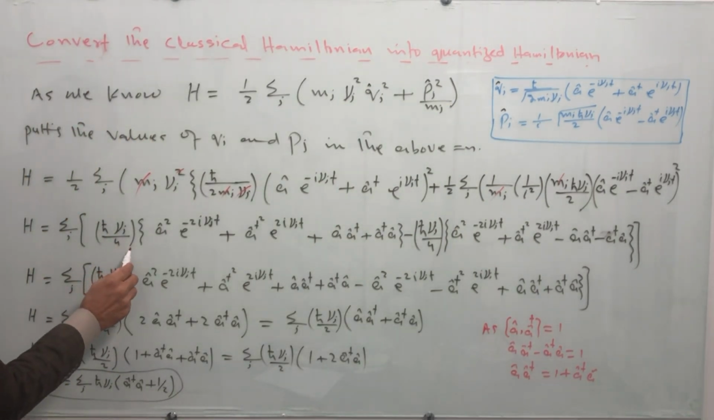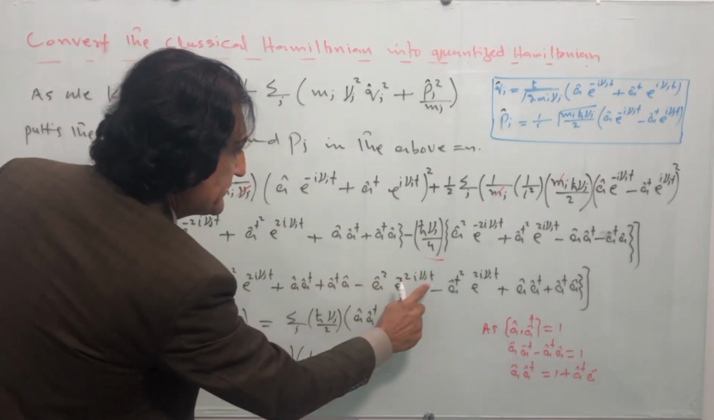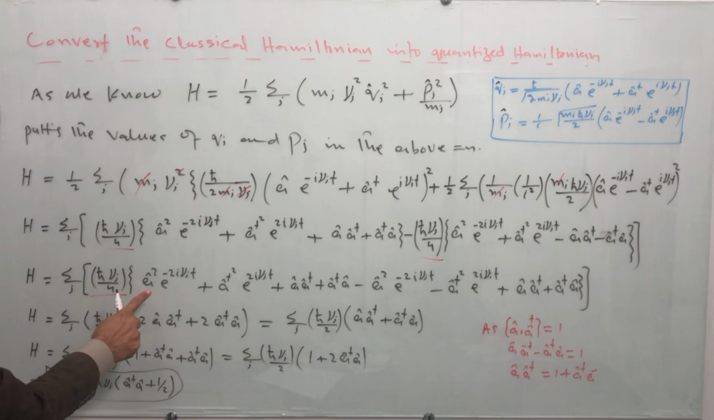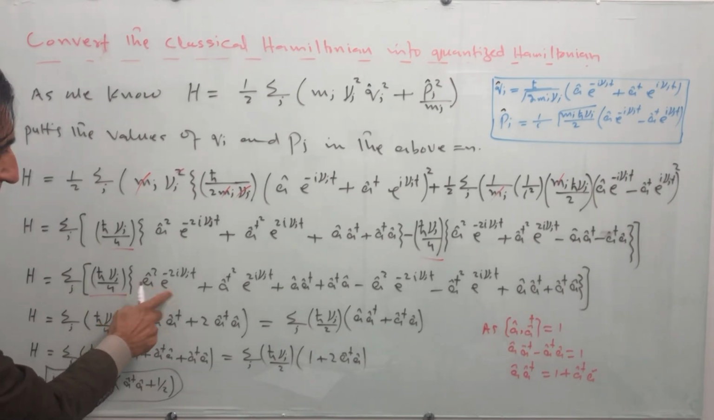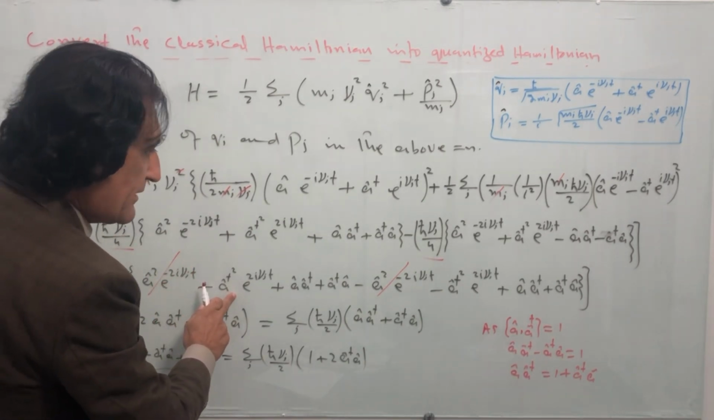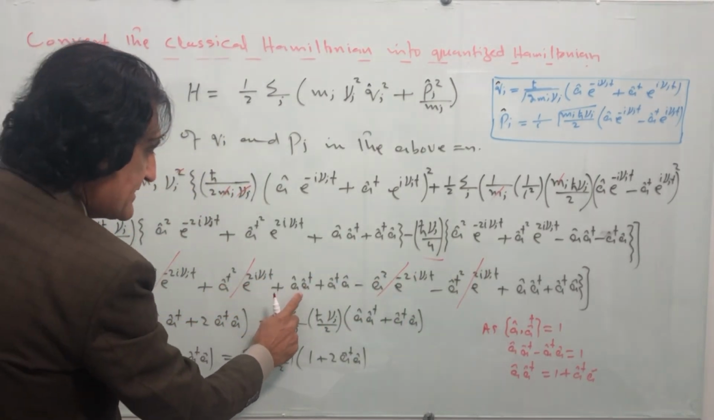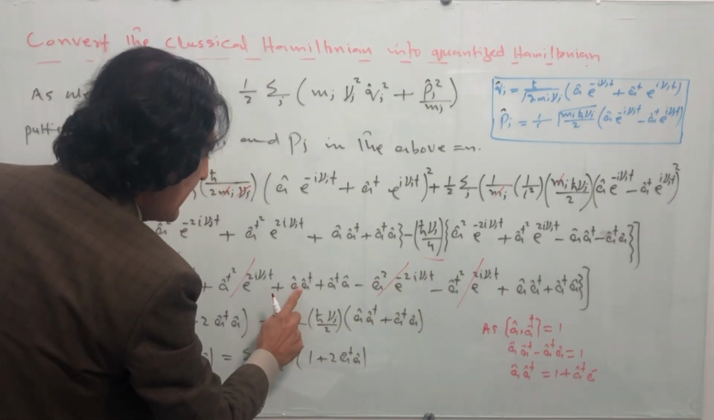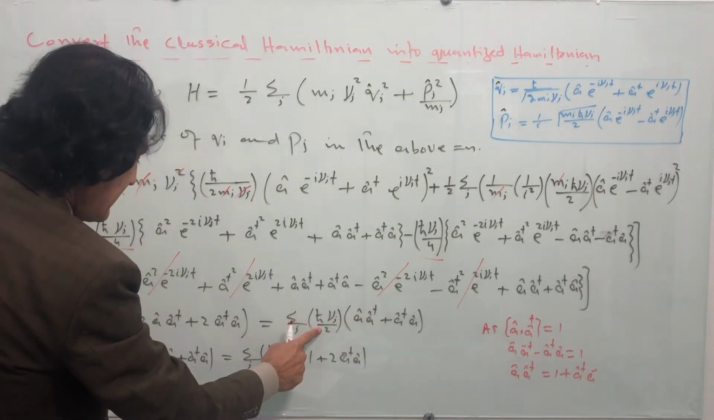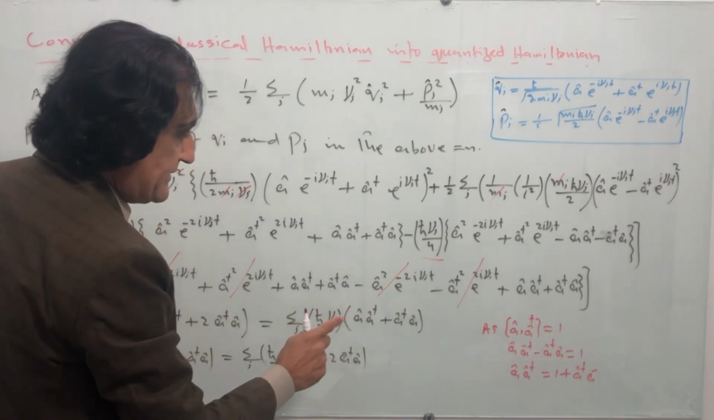Now we can take this and this common, and write down all the other terms here. You can also see that this term is positive and this term is negative, so this can be cancelled out, and the a dagger squared and minus a dagger squared also cancel out. Finally we have this and this, so we have 2 a a dagger plus 2 a dagger a, and then we can take 2 common, and 2 and 4 cancel out, so we have ħ ν_j divided by 2 here.